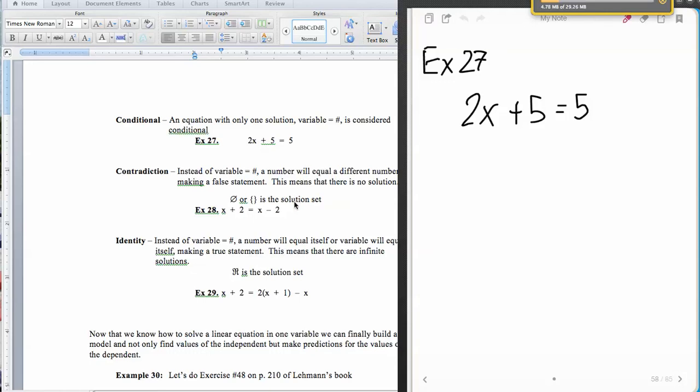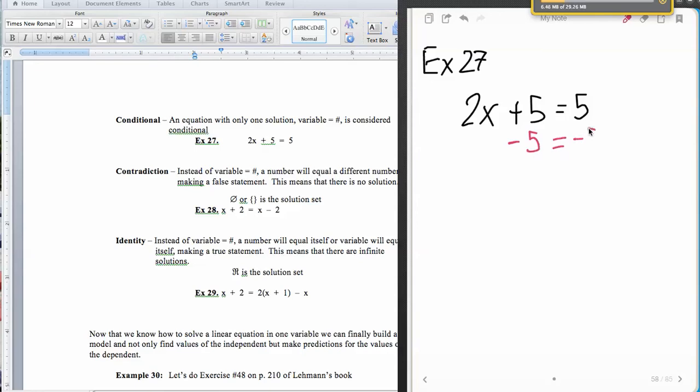Okay, this is section 4.4 continued. We're talking about the three types of equations and their solutions. So our first type of equation that we want to talk about is a conditional equation. Conditional equations give you one single answer, one number that satisfies the equation. So this is an example of a conditional equation.